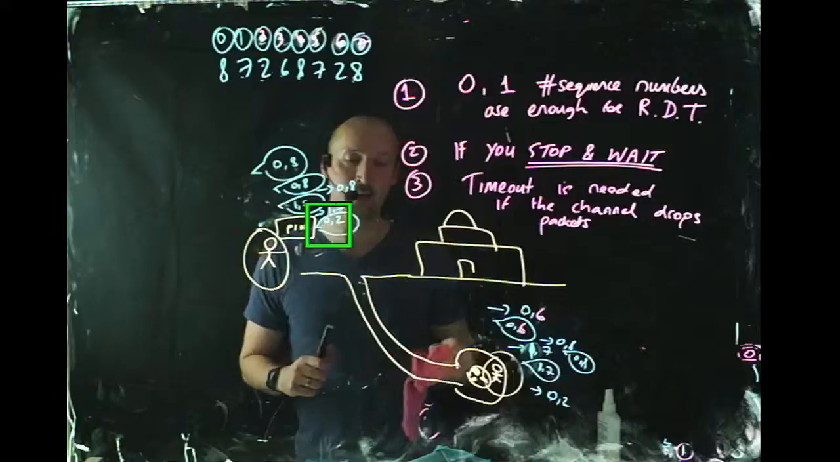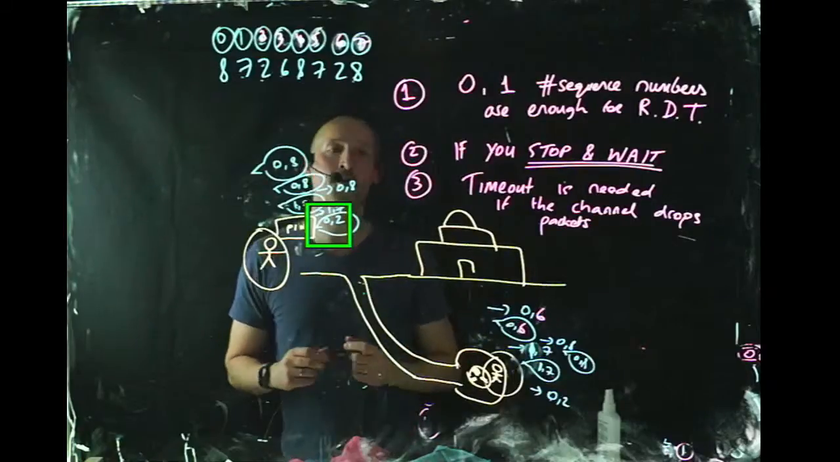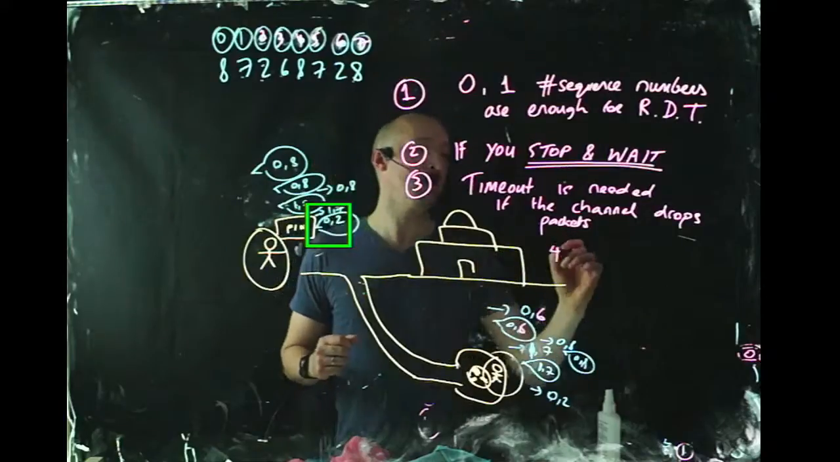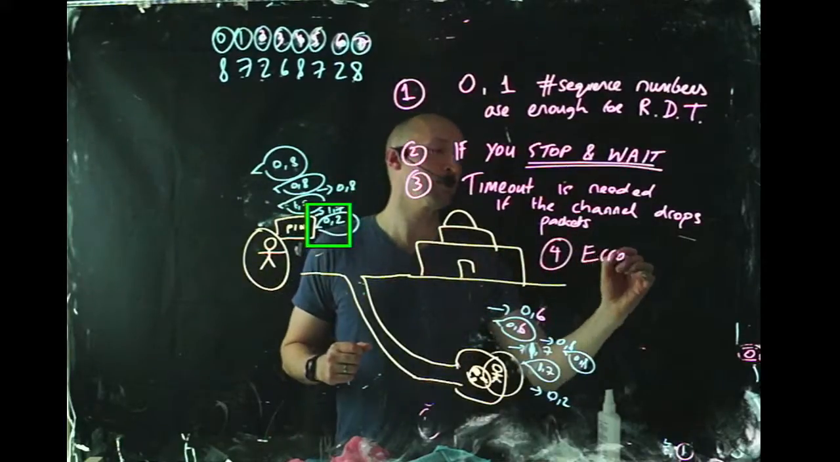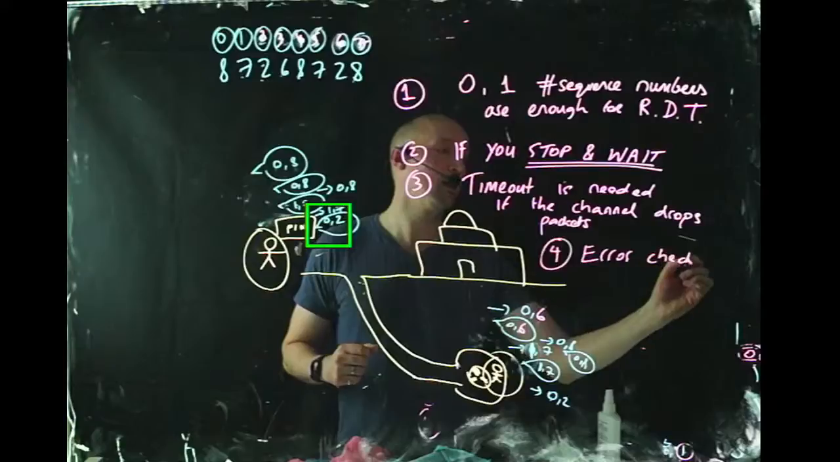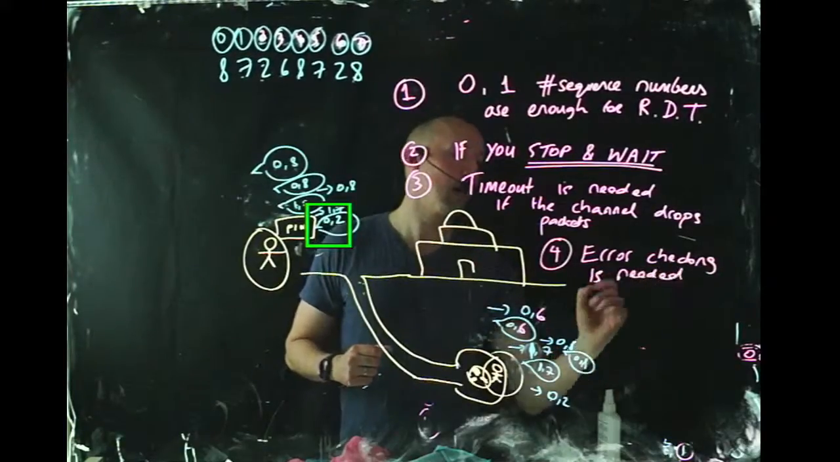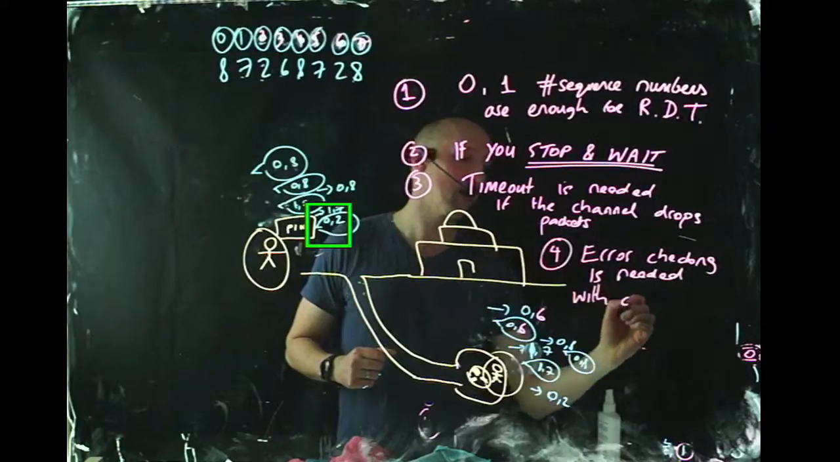But what we do in computer networks is we use some kind of way of error checking. So we need error checking. We need some way of error checking the message. Error checking is needed with channel errors.